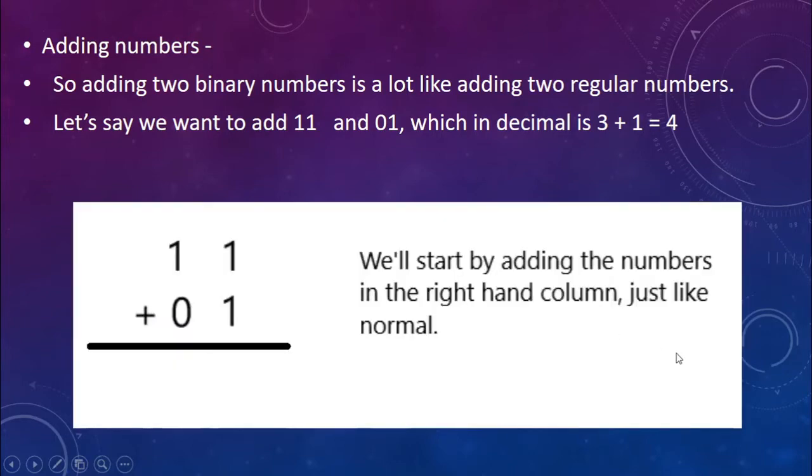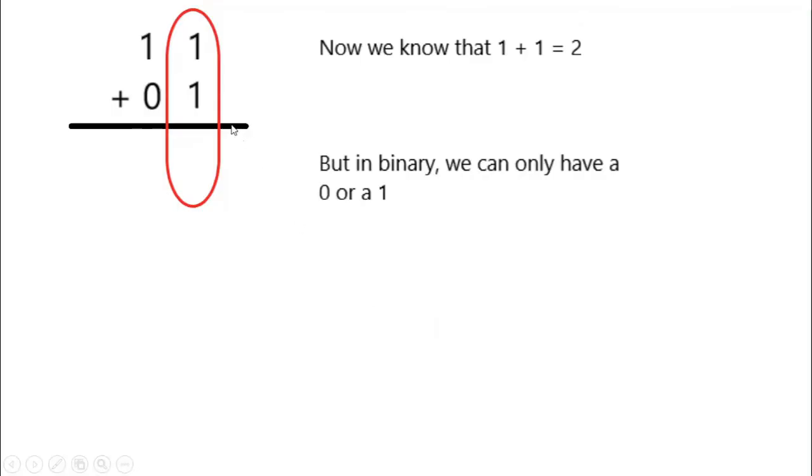Well, let's follow through the process here of how we would do this, and you would follow this same process for much bigger binary numbers. So we'll start by lining them up just like we do normal addition, and we'll add the numbers in the right-hand column just like normal. So 1 plus 1 is equal to 2.